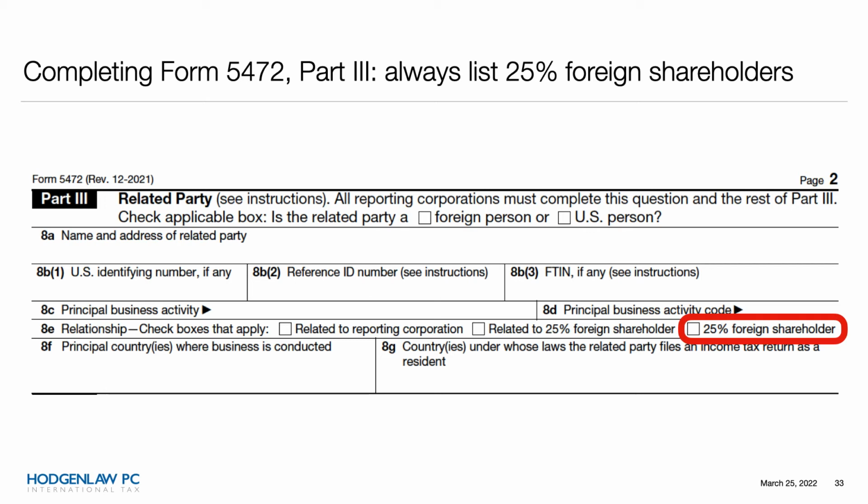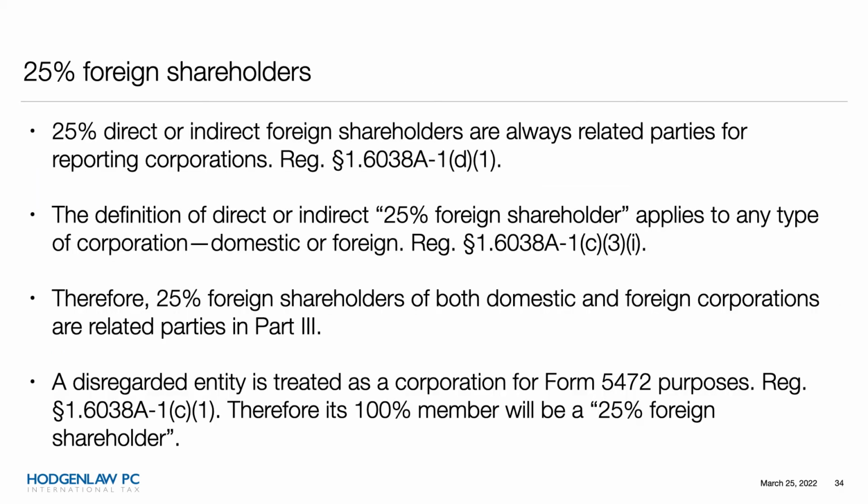So when you go to the general ledger and you're hunting for transactions that might be suspect, and the counterparty might be a related party, this is going to be your list of related parties that you're going to compare the general ledger transactions to, to figure out whether the filing requirement exists. So, quick summary. The 25% foreign shareholders, indirect, direct, we've talked about what that is. And remember, for a disregarded entity, there's going to be a 100% member, so that's going to be your only foreign shareholder.